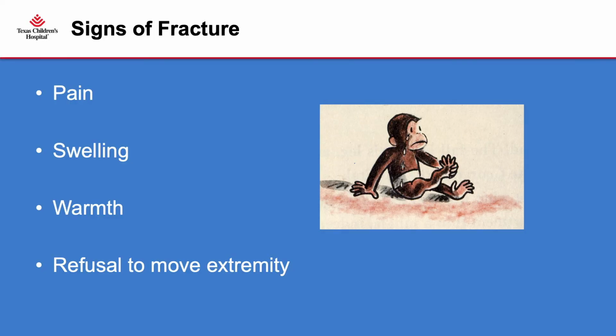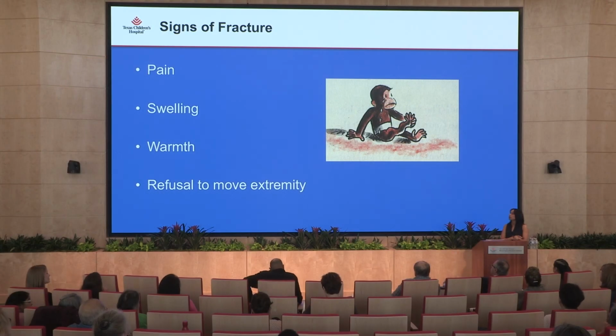So signs of fractures, there's going to be localized pain. So not diffuse pain, but pain to a specific area. Swelling and warmth to that area as well, because there's going to be increased blood flow, and that's going to cause that warmth and swelling. And then kids are smart. They're not going to want to move their arm because it hurts.